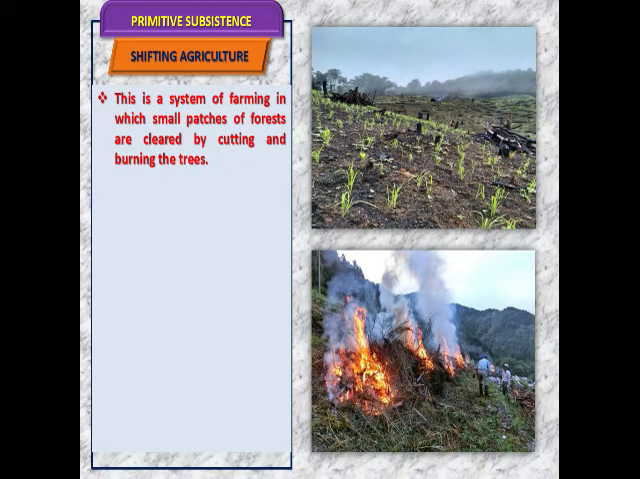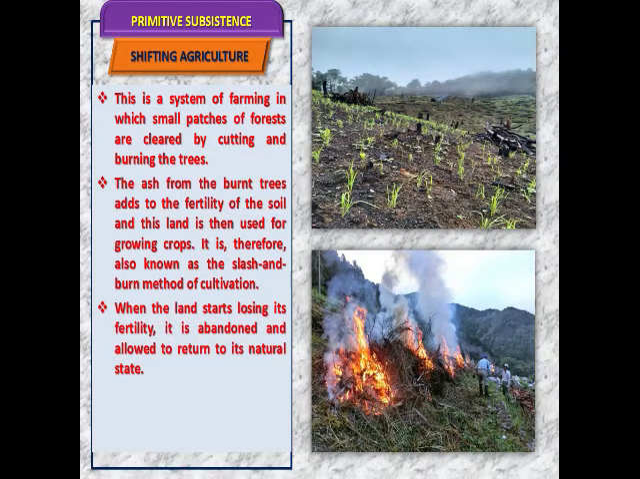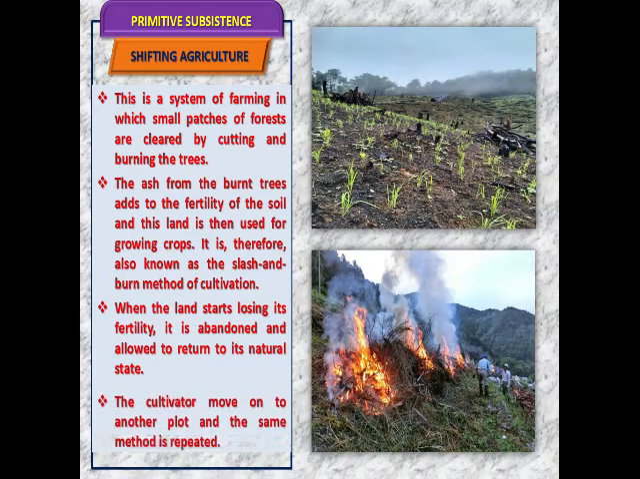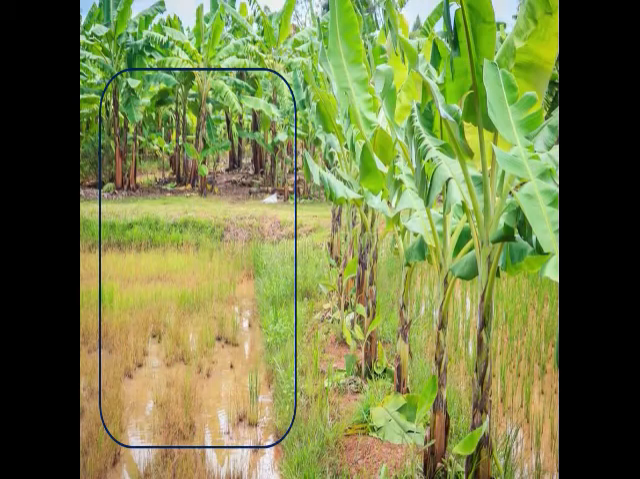This is a system of farming in which small patches of forest are cleared by cutting and burning the trees. So the ash from the burnt trees adds to the fertility of the soil, and this land is then used for growing crops. It is therefore also known as the slash and burn method of cultivation. When the land starts losing its fertility, it is abandoned and allowed to return to its natural state. So the cultivator moves on to another plot and the same method is repeated.